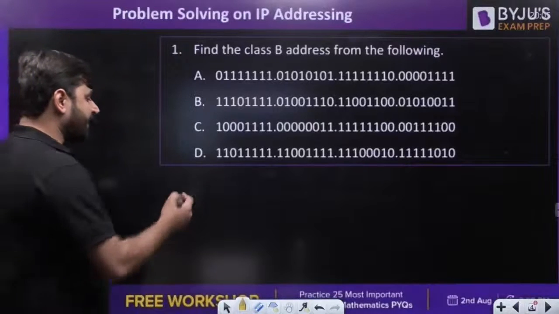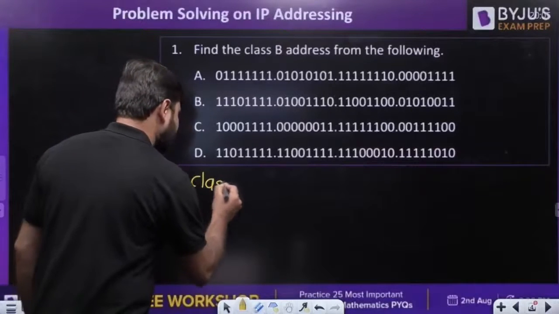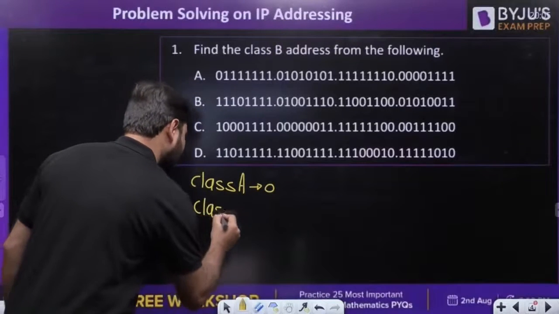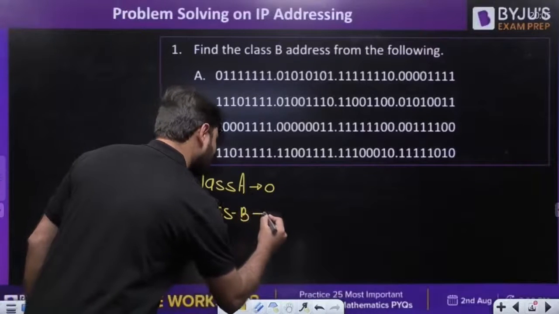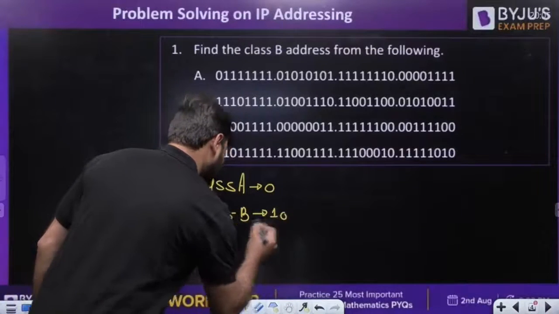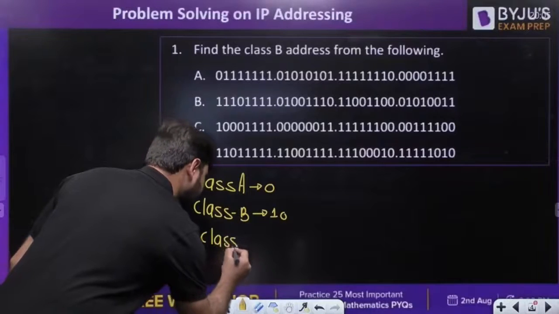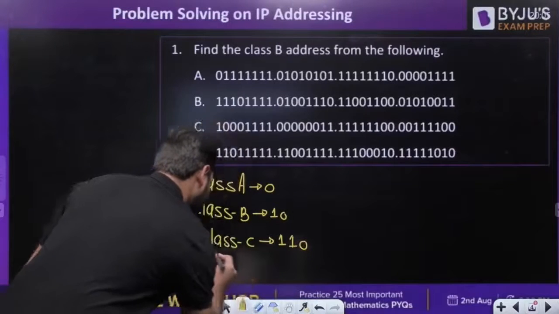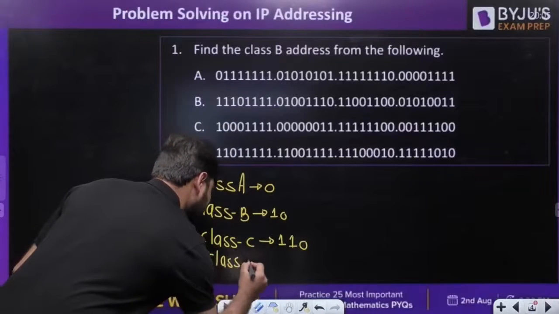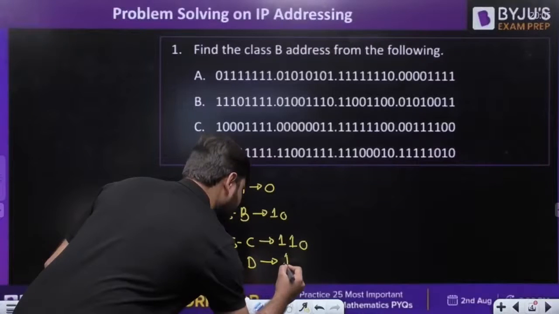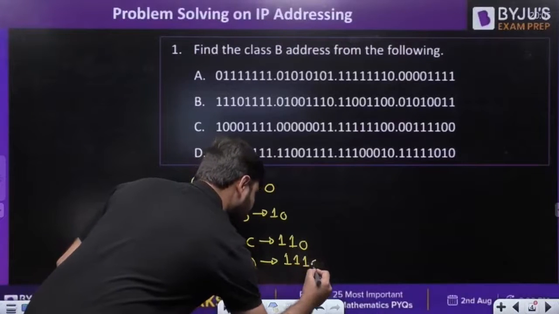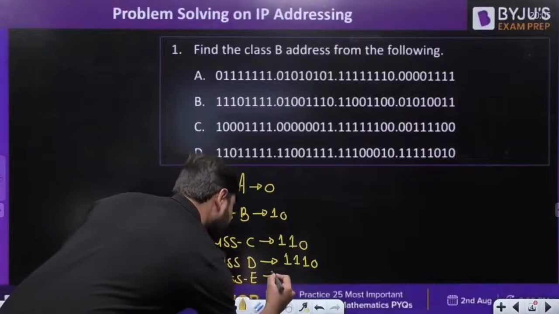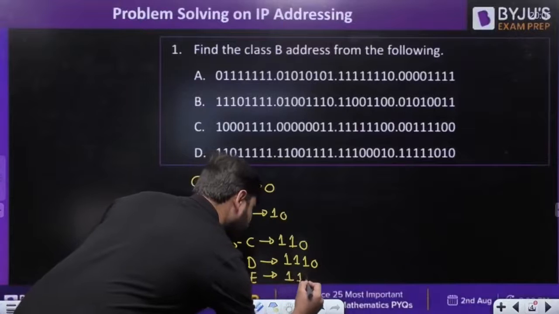Now we know one thing, my dear friends: for class A, 1 bit is fixed, and this is nothing but 0. For class B, how many bits are fixed? Class B, 2 bits are fixed, 10. For class C, 3 bits are fixed, 110. For class D, 4 bits are fixed, 1110. And for class E, 4 bits are fixed, 1111.